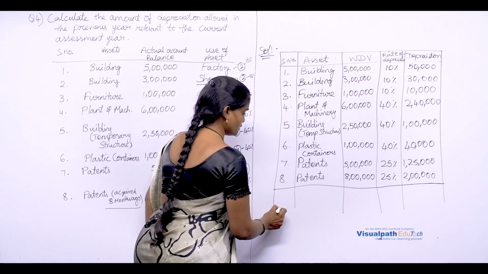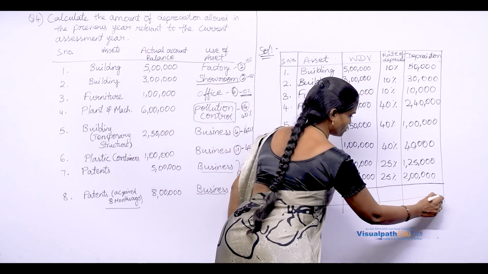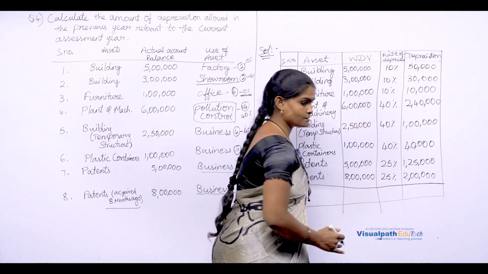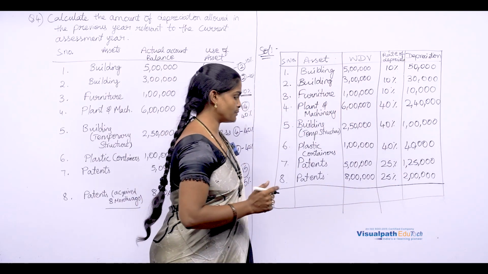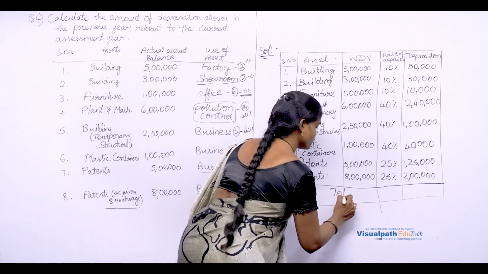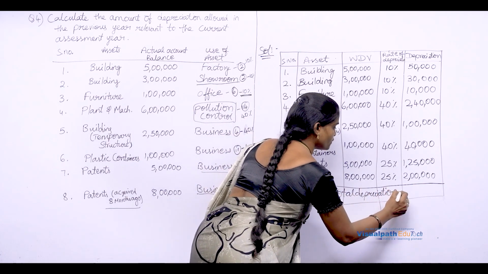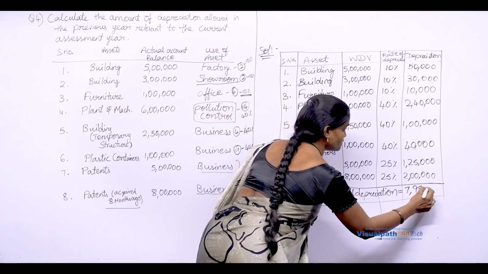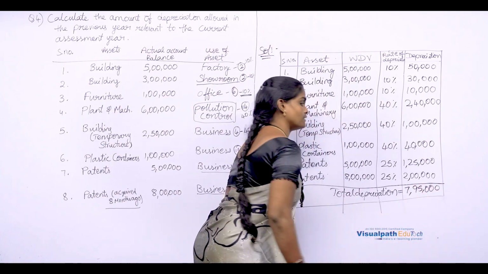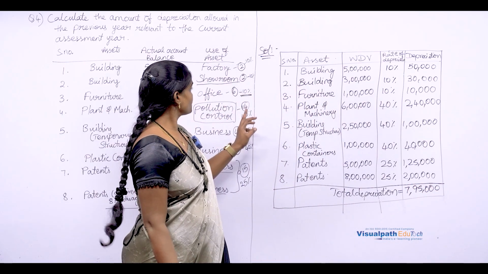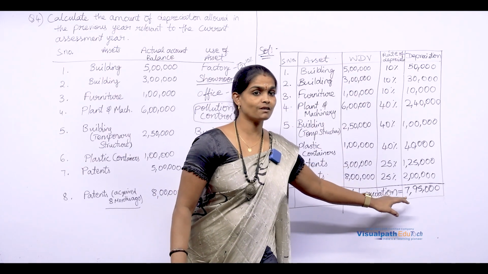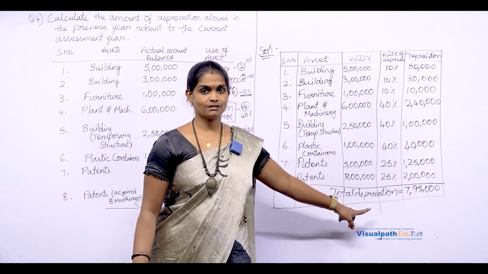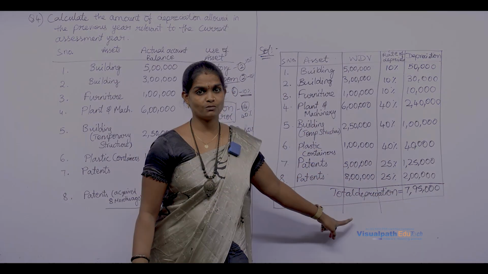Now that's all. Now how much is the total depreciation? Add up this last column and you will get the total depreciation. Total depreciation is 7,95,000. So like this, you have to identify the block of assets, the rate of percentage, and calculate the depreciation. Now we will go with the next problem.